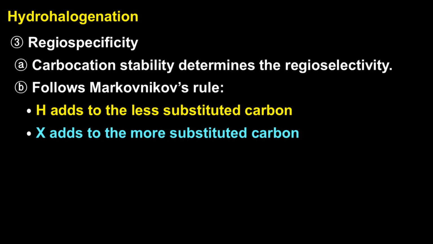Now let's talk about regiospecificity, meaning where each atom adds during the reaction. And the key here is all about carbocation stability. The reaction forms a carbocation in the first step, and it always prefers the more stable one. That's why the hydrogen ends up adding to the less substituted carbon, because that leaves the more substituted carbon to carry the positive charge, which gives the more stable intermediate. So whenever you're trying to figure out which atom goes where, just ask yourself, which carbocation would be more stable? That's the path the reaction will follow.